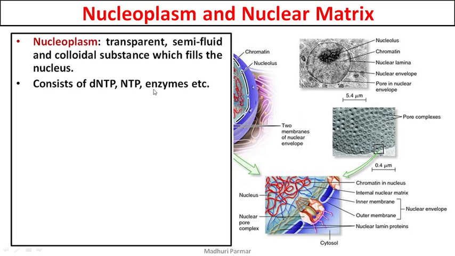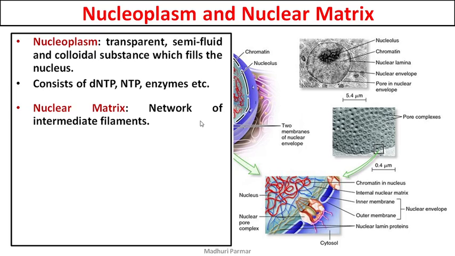Then it has a lot of NTPs, normal ribonucleotides. These ribonucleotides are the ones which were monomers, and they are used to make the different RNA, mRNA, tRNA, rRNA. Nucleoplasm also has certain enzymes and proteins. Enzymes include the different polymerases like DNA polymerase, RNA polymerase, etc. are all present in the nucleoplasm. Clear?